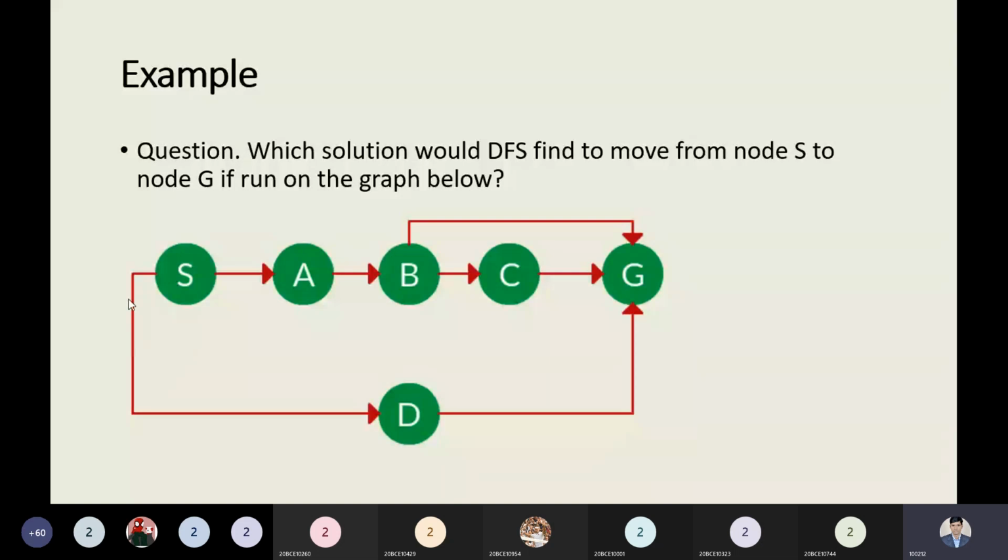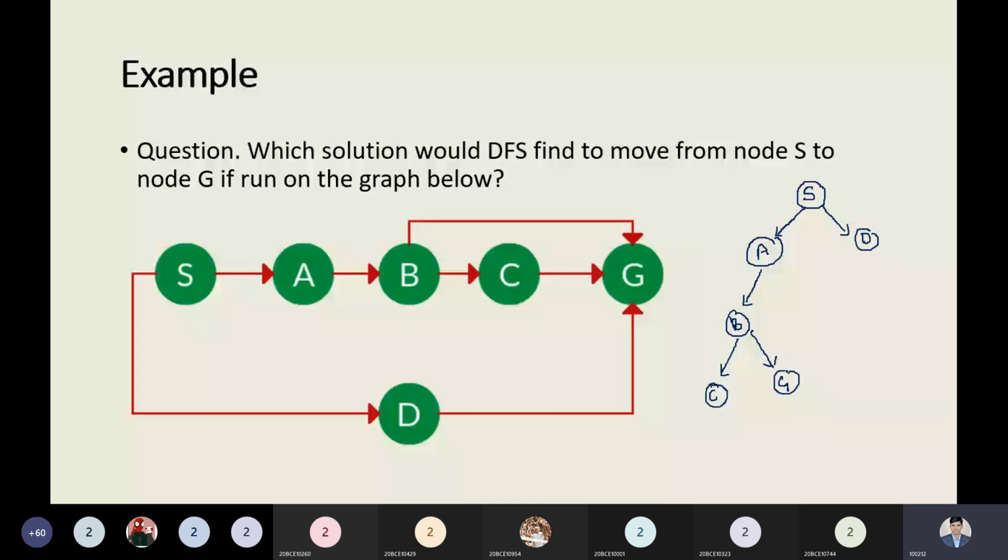So if I draw this example like this one, S is our starting node, that is the root node. From S to D I can move, and S to A I can move. A to B we can move, and B to C we can also move, and C to G we can, and B to G. So B to G we can draw like this one.